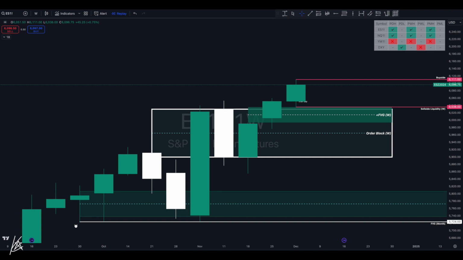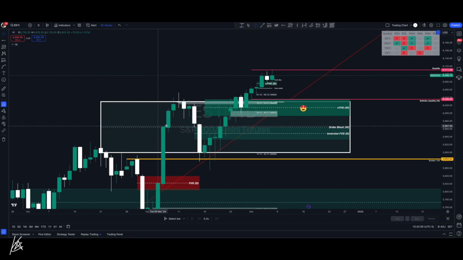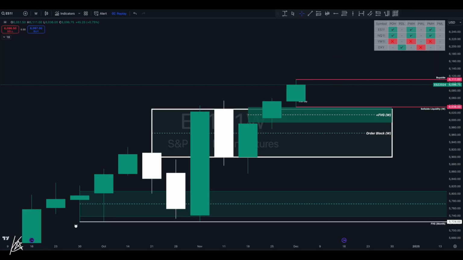So with all that, you see this green dotted line that runs through this box, right where the word order block is, that is where I want to see the body for this week's candle get above by the end of the week. That is very important. It can be lower Monday, Tuesday, Wednesday, Thursday, Friday morning. But if it's not above that dotted line by close Friday, that's a problem, okay?